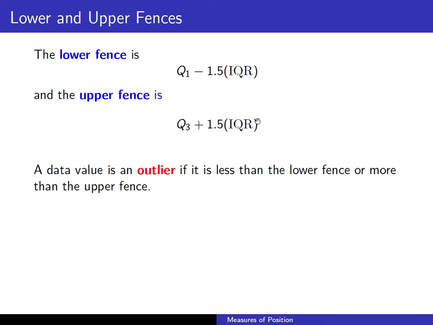So we can think of it like fencing in a backyard to keep our pets from wandering around and getting lost. Where this is our lower fence, this is our upper fence. Any data values between these two are considered okay. Any data values outside of this range of values, this interval of values, would be considered an outlier. So now we have a concrete way to determine whether or not we have an outlier.